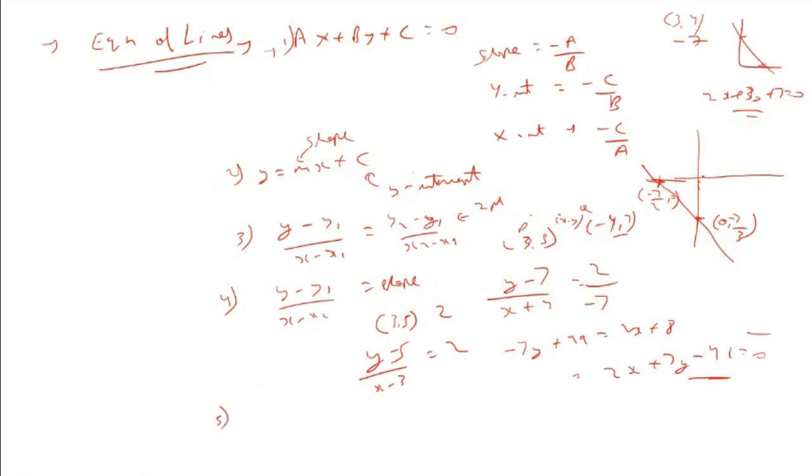The last is when you're given just the intercepts. Like you're not given slope, you're not given anything else, you're not given the points, you're just given that there's a line which cuts an intercept of, let's say, 3 units on the x-axis and 5 units on the y-axis. So the equation of that line would be x/a plus y/b equal to 1, where a is the x-intercept and b is the y-intercept. So if the intercepts were 3 and 5, it will be x/3 plus y/5 equal to 1.